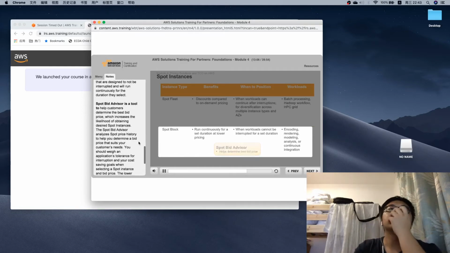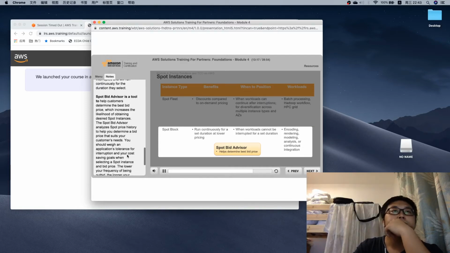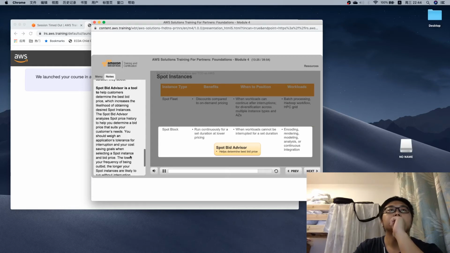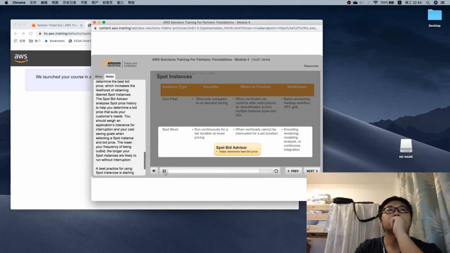Spot Bid Advisor is a tool to help customers determine the best bid price, which increases the likelihood of obtaining desired spot instances. The Spot Bid Advisor analyzes spot price history to help you determine a bid price that suits your customer's needs. You should weigh an application's tolerance for interruption and your cost-saving goals when selecting a spot instance and bid price. The lower your frequency of being outbid, the longer your spot instances are likely to run without interruption.